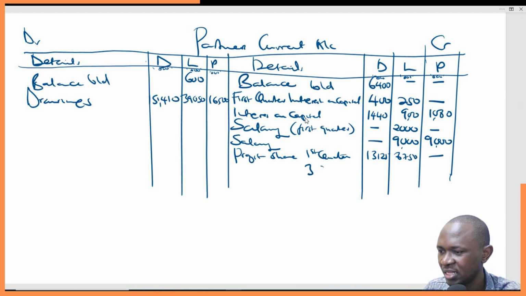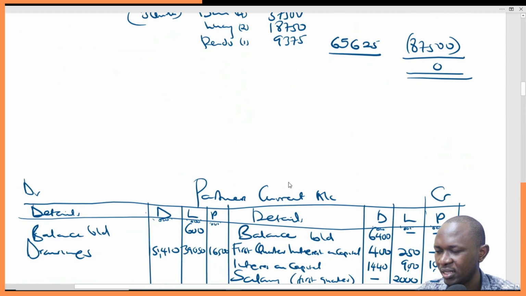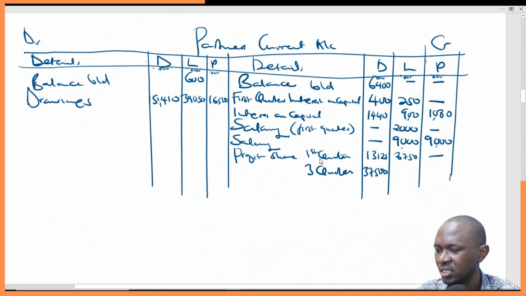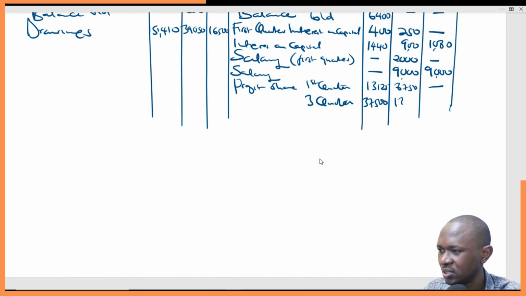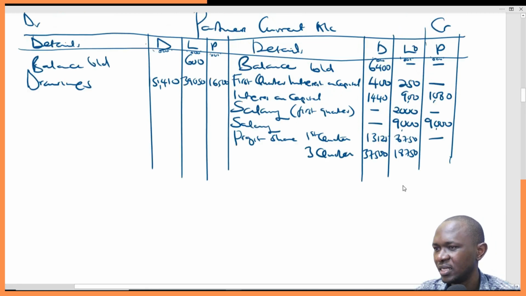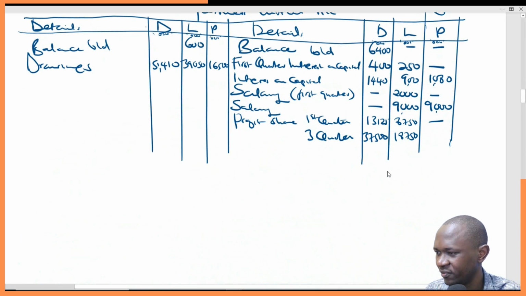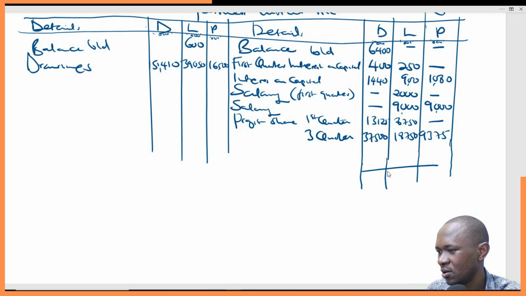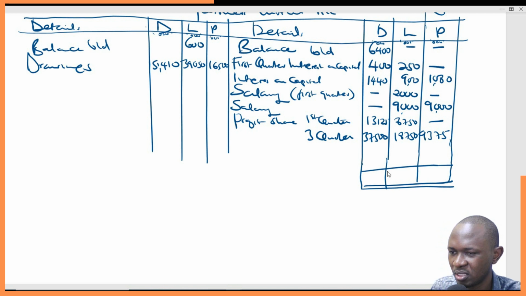Then the remaining three quarters of the year: Dan 37,500, then Lucy 18,750, and lastly Pendo 9,375. That's how we go about it. Then we close it down. If we don't have any other thing, close it down. That's how you close it down.